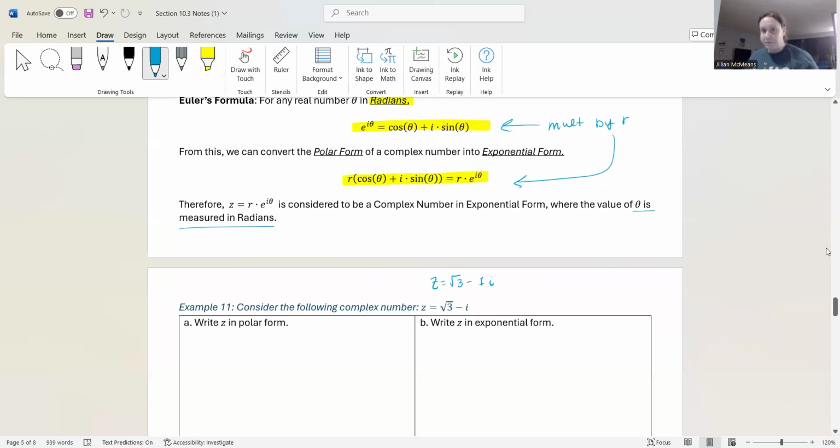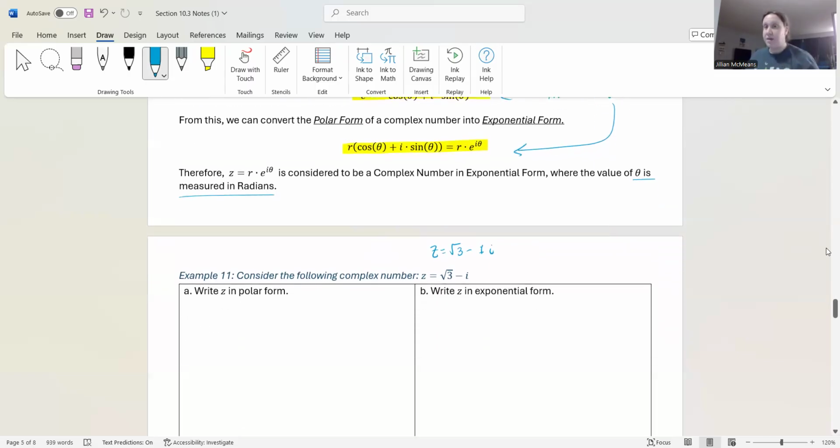Here's the thing. When you're taking something that's in rectangular form, think of it as x's and y's. We can think of this as z equals x plus y i. So this is our z, this is our x, and this is our y. If we want to write it in polar form, we need r's and thetas. We technically have x and y, and we need r and theta. If we can get r and theta, we can get polar form. Please remember a couple of things.